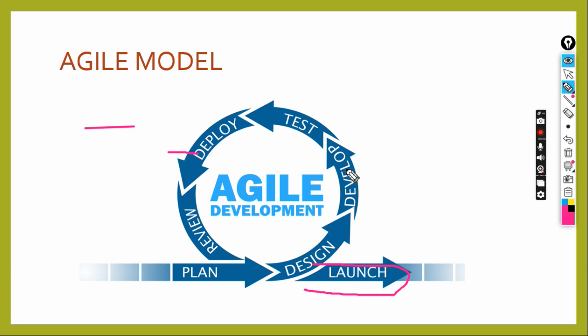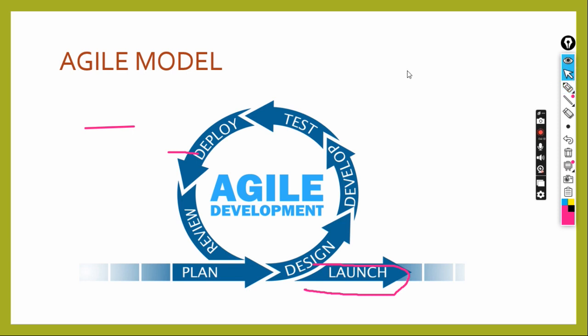But this model also has some drawbacks. The development team and the operations team did not move with the same speed, and there was conflict between the teams. This was the drawback of the agile model. The next model that comes is DevOps.